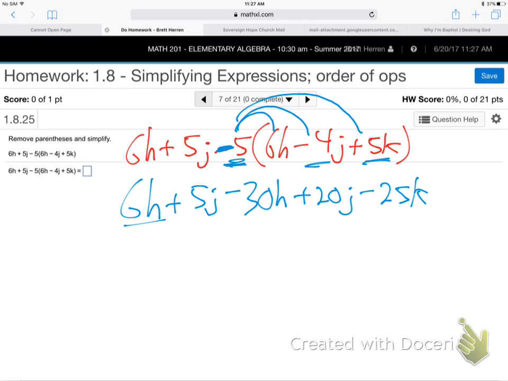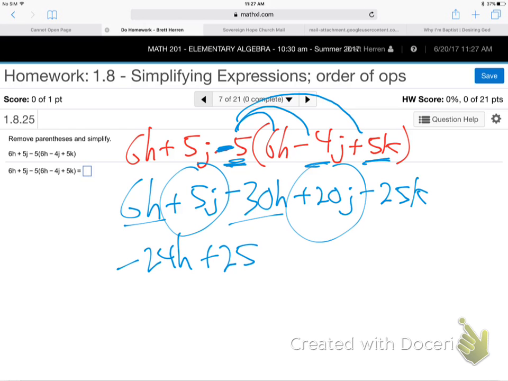Okay, so now where from here? 6h minus 30h, use like terms. Put them together. So that's minus 24h. And then plus 5j and plus 20j, plus 25j. And then the minus 25k is just at the back, and that's that. That's it. Good? You okay with all that? Distributing and like terms? Don't forget the minus that's on something. That's theirs.